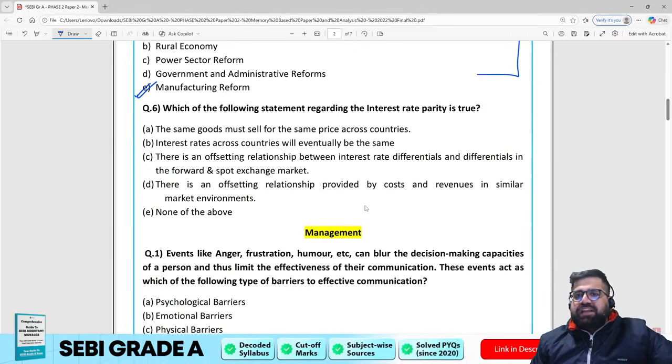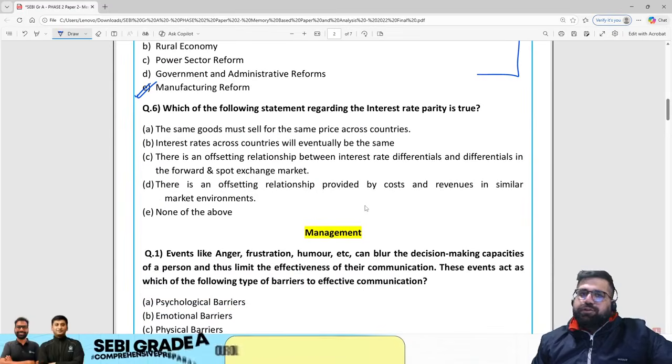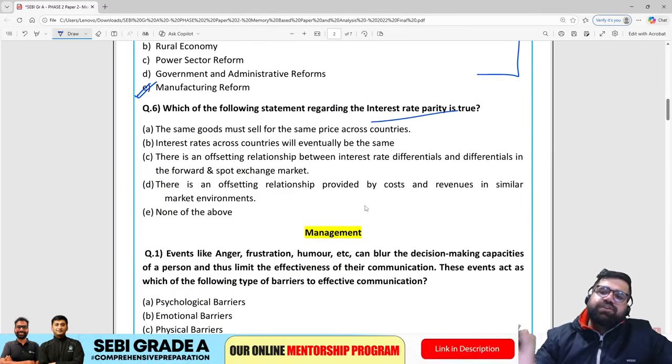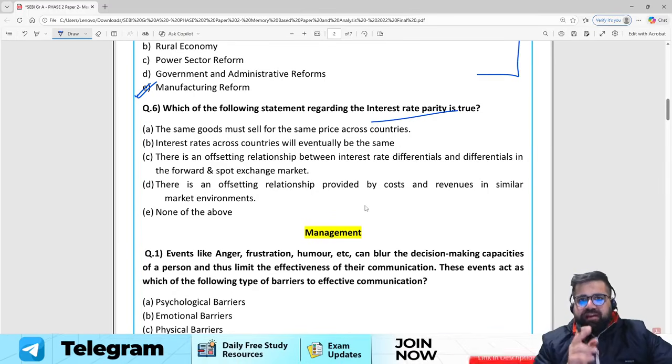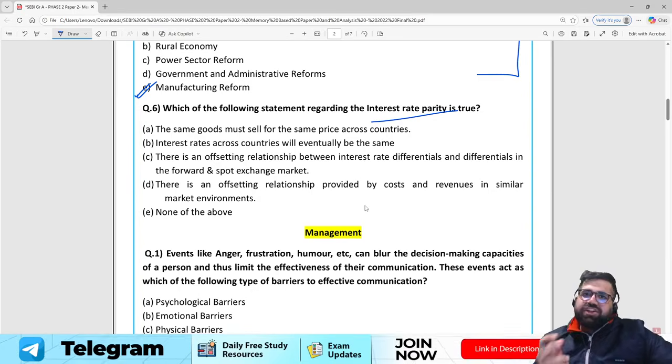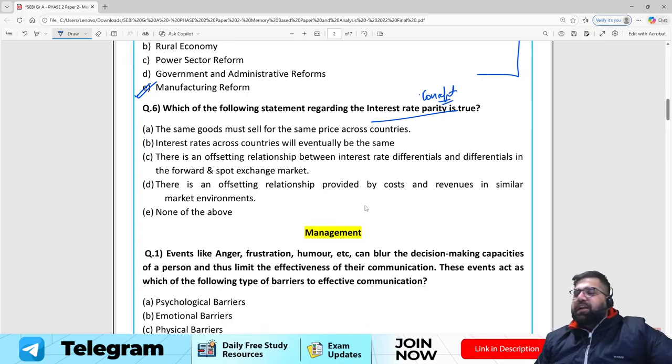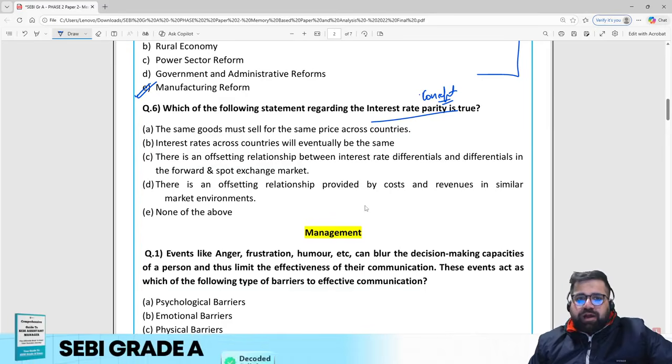Now, moving forward to question number 6. Which of the following statements regarding interest rate parity is true? Interest rate parity basically shows you the relationship between the interest rates of a particular country and the exchange rate. So this is a factual, theme-based, or you can say concept-based question. If your concepts are clear, then definitely you can answer it. Now try to answer this question.